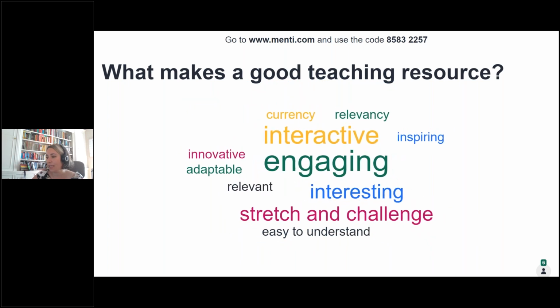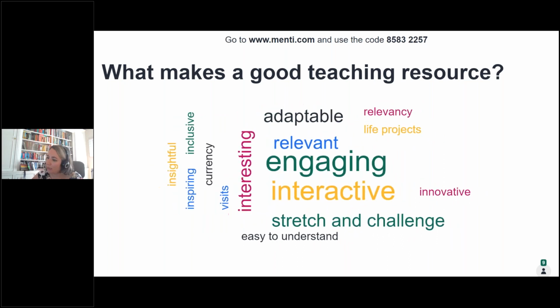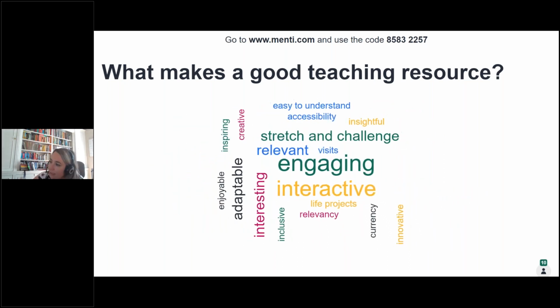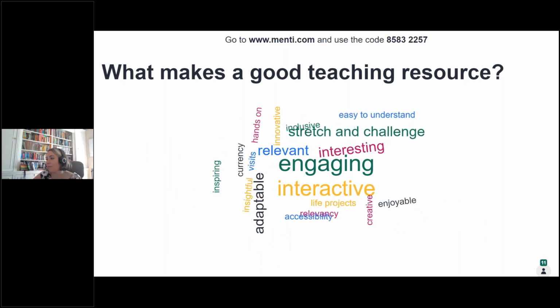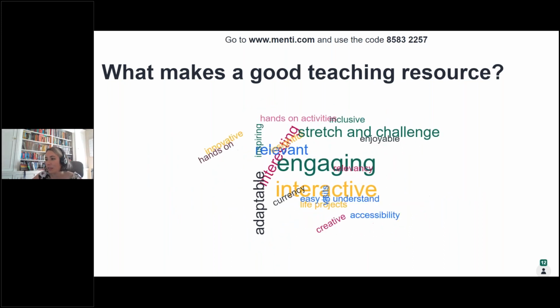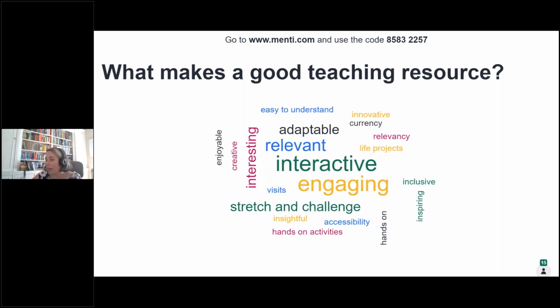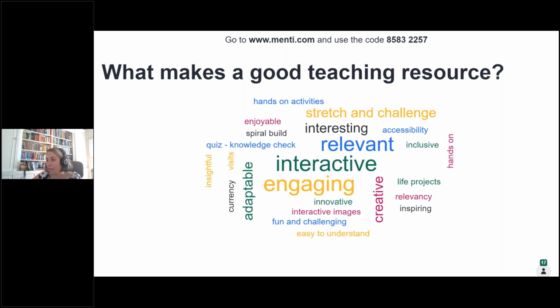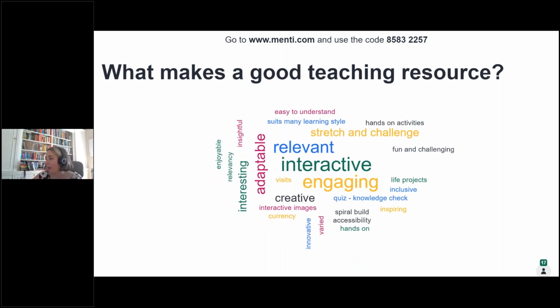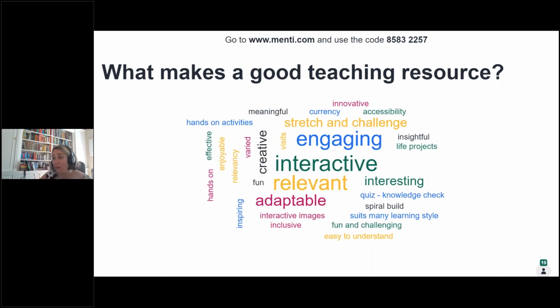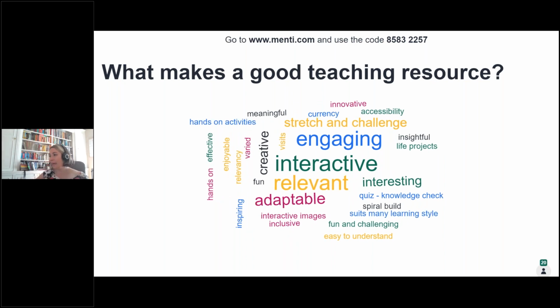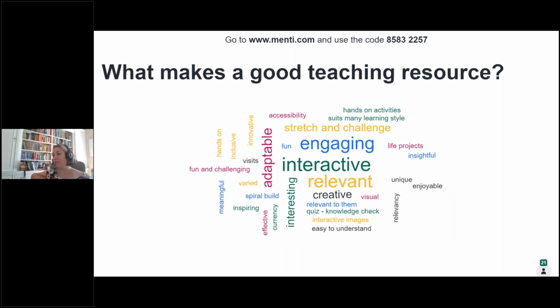So the stretch and challenge, so you know how to adapt it and adopt it for different learners. Again, I can see the word adaptable there, which is great. Enjoyable, engaging, so something that students enjoy using. It's got relevance, it's based in real life projects. It's effective, that's a helpful one, isn't it? Like, it's a useful resource that has an impact. This is all really helpful.